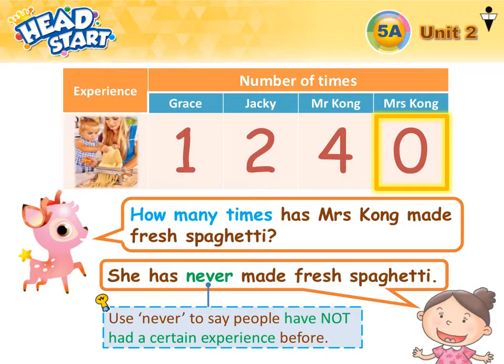Okay, how about Mrs. Kong? How many times has Mrs. Kong made fresh spaghetti? Oh, look at the number 0. Remember 0? No, none. We have to use she has never made fresh spaghetti because never means no. That person has not had a certain experience before.